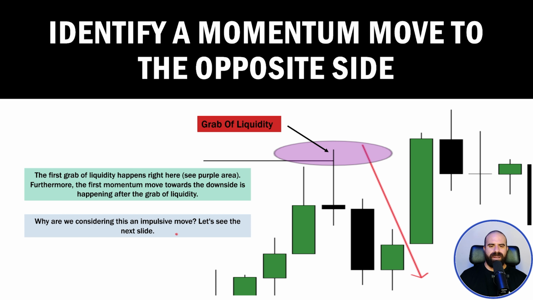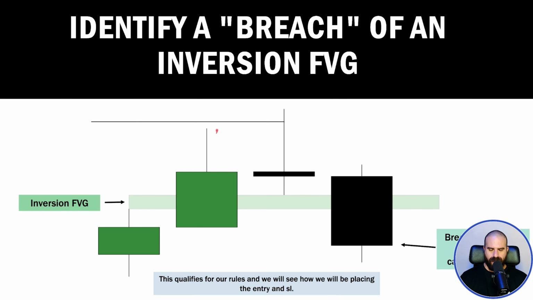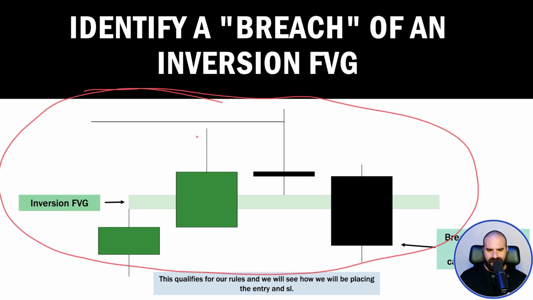Why are we considering this as an impulsive move, as I'm saying? Let's see the next slide. Again, this is the very same purple area. This is our inversion FVG. This move is considered to be impulsive because it violates the inversion FVG with a body of a 5-minute candlestick. This is all on the 5-minute candlestick.